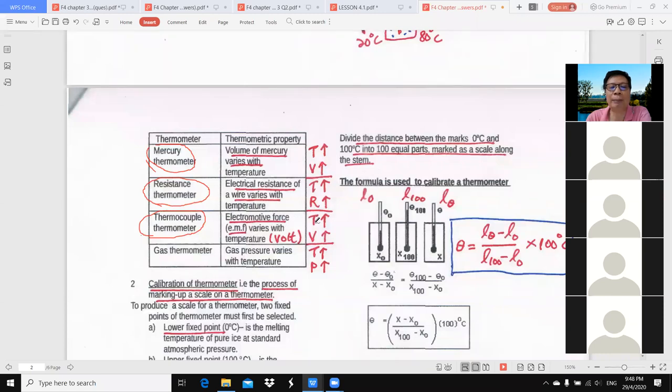For example, when the temperature is high, the reading of the wattmeter also becomes high. When the temperature is low, the reading of the wattmeter is also low. Meaning by looking at the wattmeter reading, you can estimate the temperature. When the wattage is high, the temperature is high. When the wattage is low, the temperature is low. You can just use a wattmeter to measure the temperature. That is the meaning of the thermocouple thermometer. Understand?